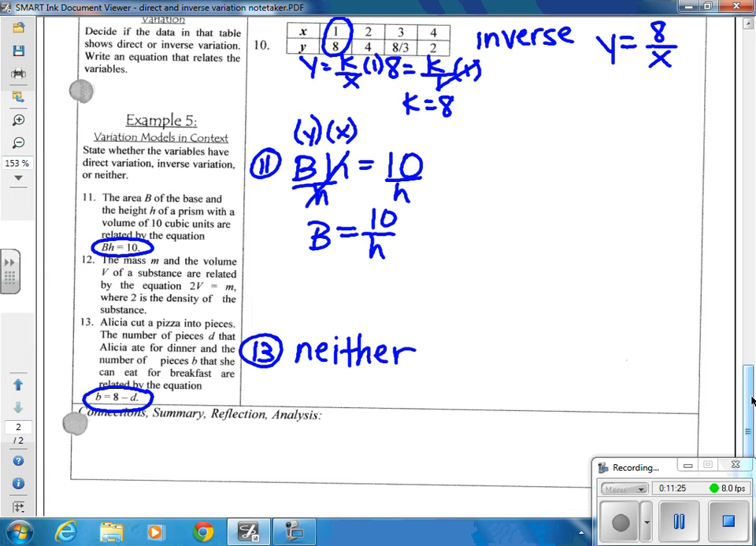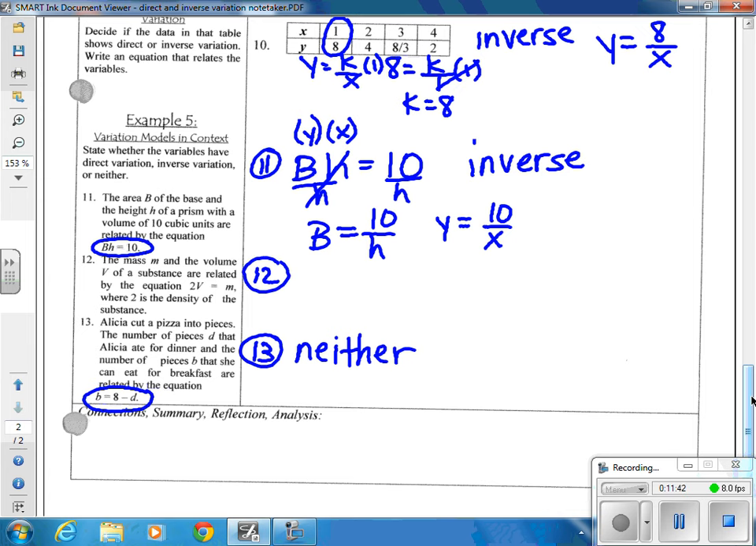And if you switch my B and my H to the X's and Y's, then really that turns into Y equals 10 over X. And it resembles the formula of inverse variation very nicely. So this would be an inverse variation problem. Okay, so let's see if we can take number 12 and do the same thing.